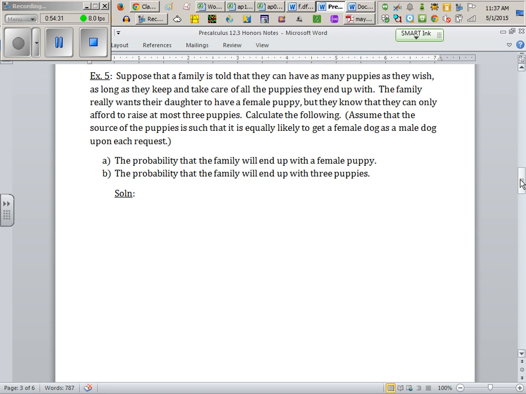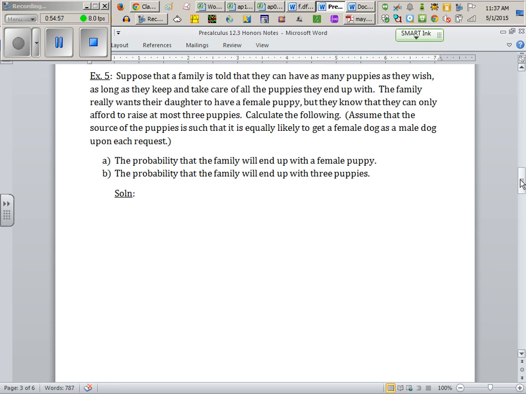Third possible scenario, they order a puppy, it shows up, it's a male. They order another puppy, it shows up, it's a male. They order another puppy, it shows up, it's a female. Daughter's happy, game over. No more puppies are being ordered. Then there's, I guess you could call the worst case scenario, if you're biased against puppy gender. You order a puppy, it's male. You order another puppy, it's a male. You order another puppy, it's a male.